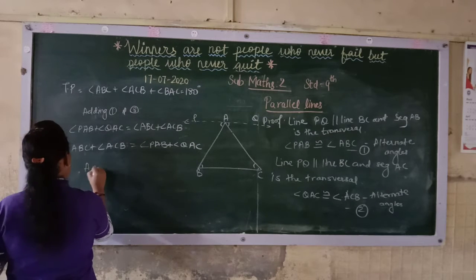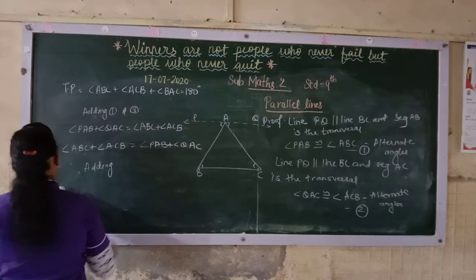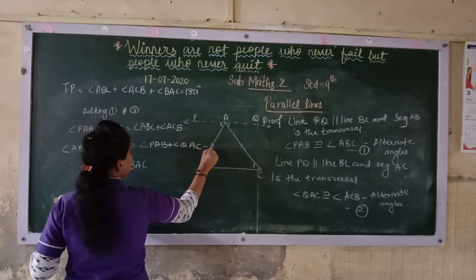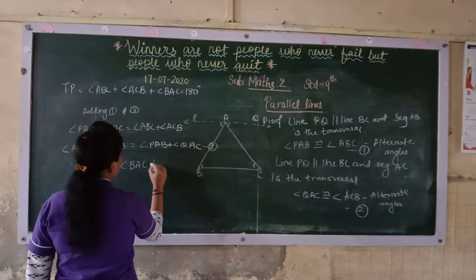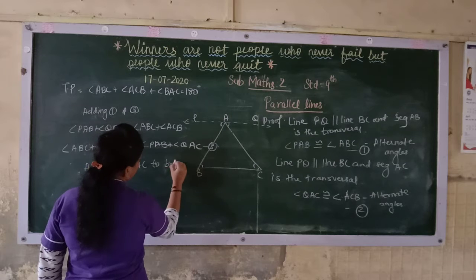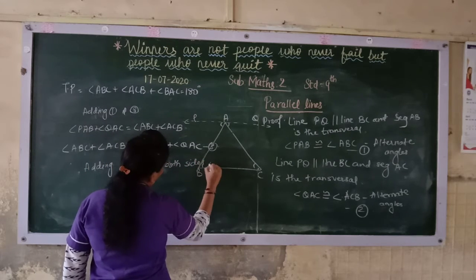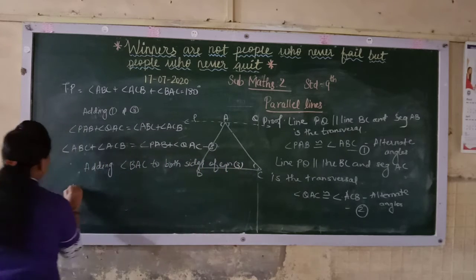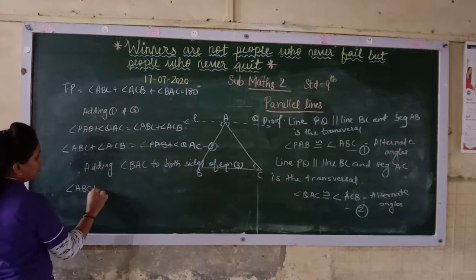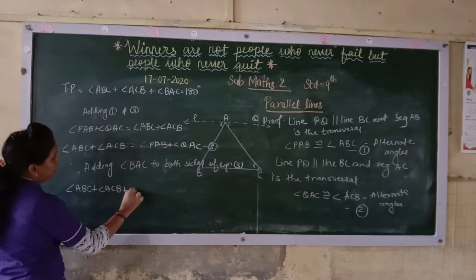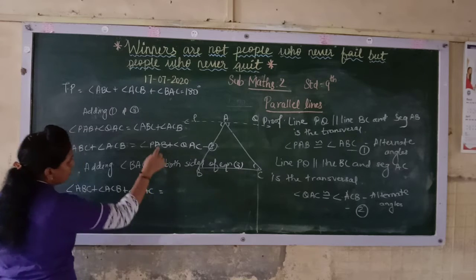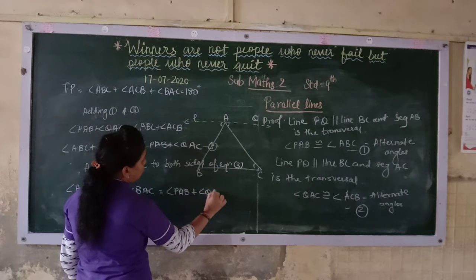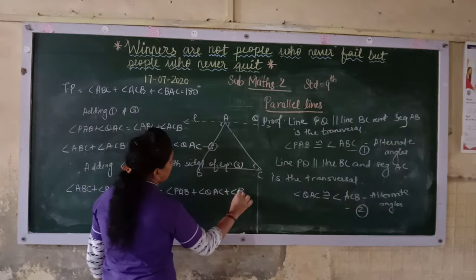So you will get, adding angle BAC, name this as 3. Adding BAC to both sides of equation 3. Now see here, it will become angle ABC plus angle ACB plus angle BAC is equal to angle PAB plus angle QAC plus angle BAC.